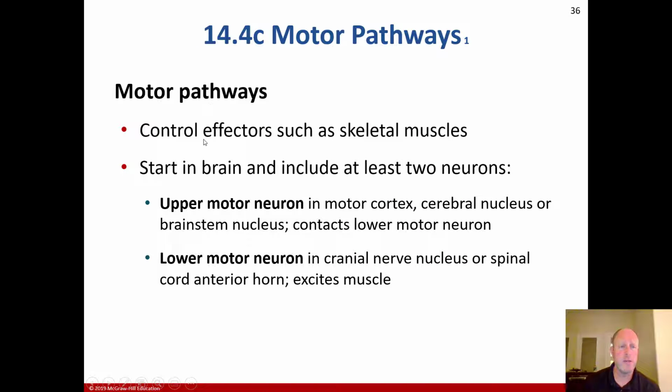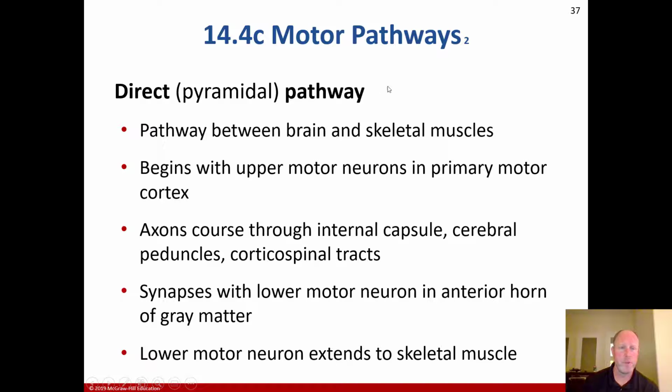The motor pathways that control effectors such as skeletal muscles start in the brain and include at least 2 neurons, the upper motor neuron and the lower motor neuron. The upper motor neuron is in the motor cortex, the cerebral nucleus or the brainstem nucleus, and it contacts the lower motor neuron. The lower motor neuron is in the cranial nerve nucleus or the spinal cord anterior horn. It excites the muscle. And then we have our direct pyramidal pathway of the motor pathway.